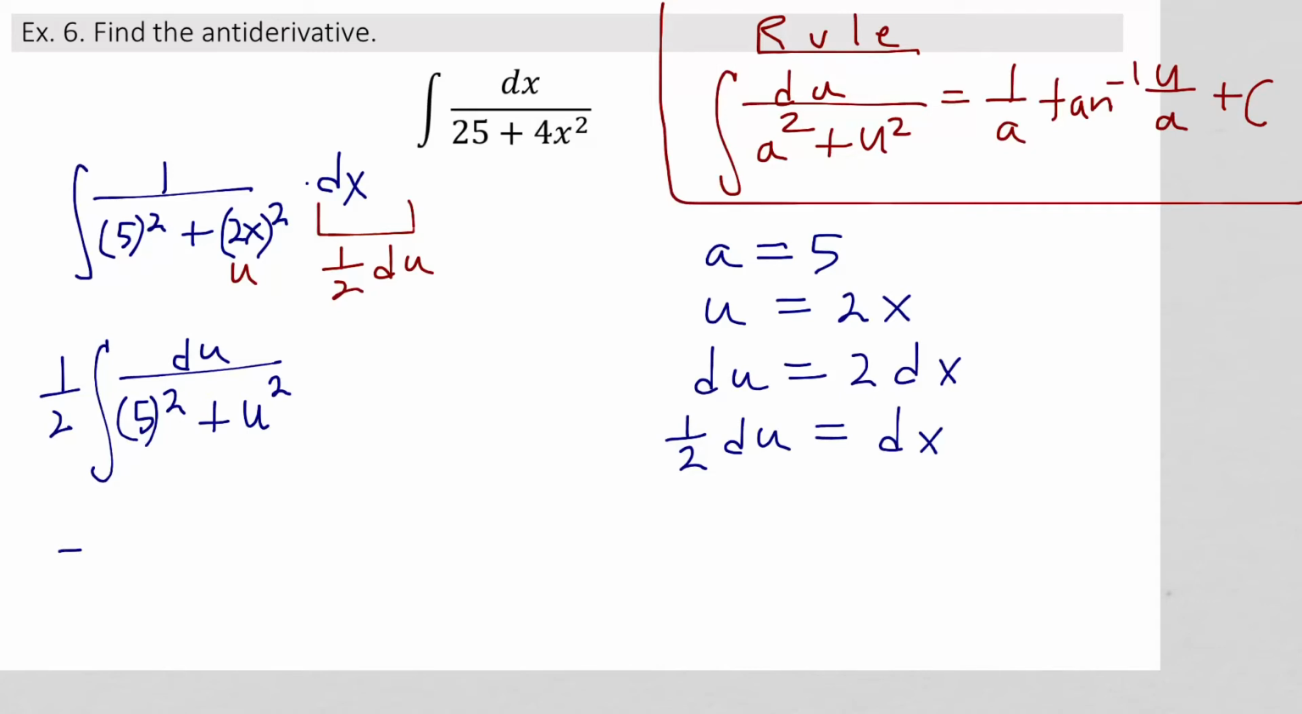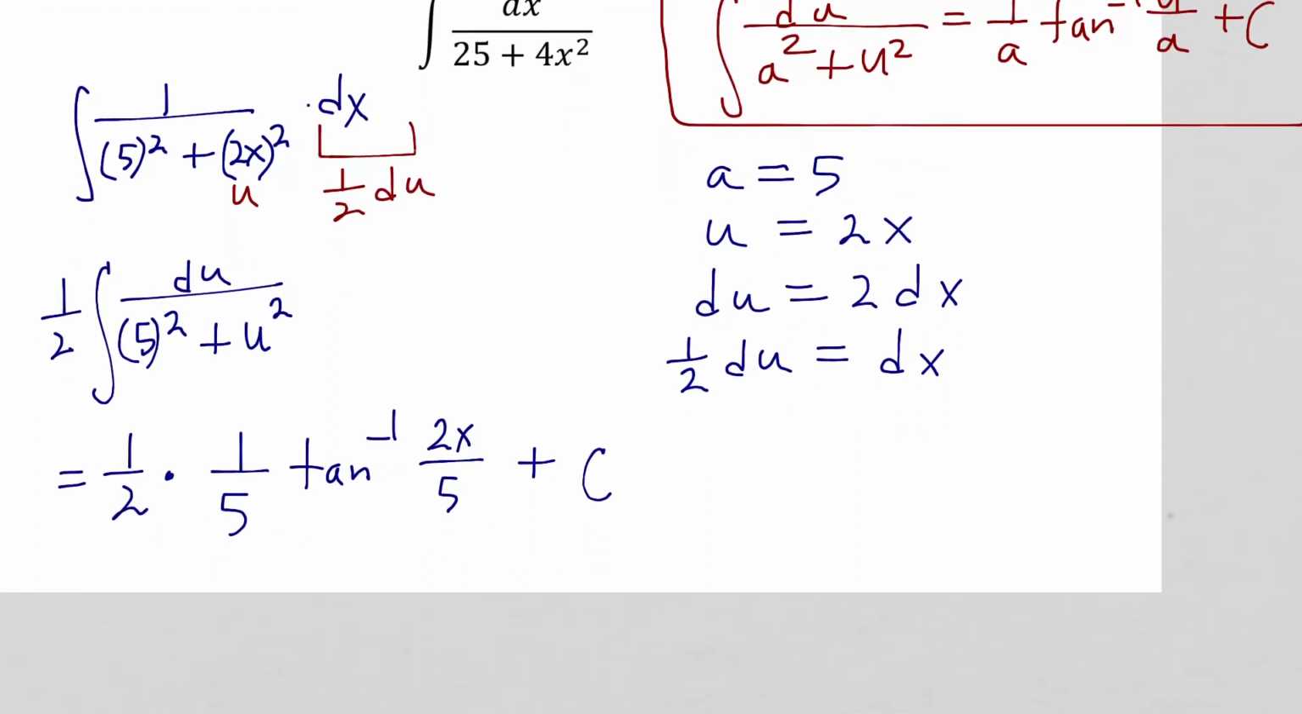So this is equal to 1/2 times 1 over a, which is 5, times the inverse tangent of u over a. u is 2x, a is 5, plus c. So just multiplying the constants in front, I'll get 1/10 inverse tangent of 2x over 5 plus c. So this is my result.